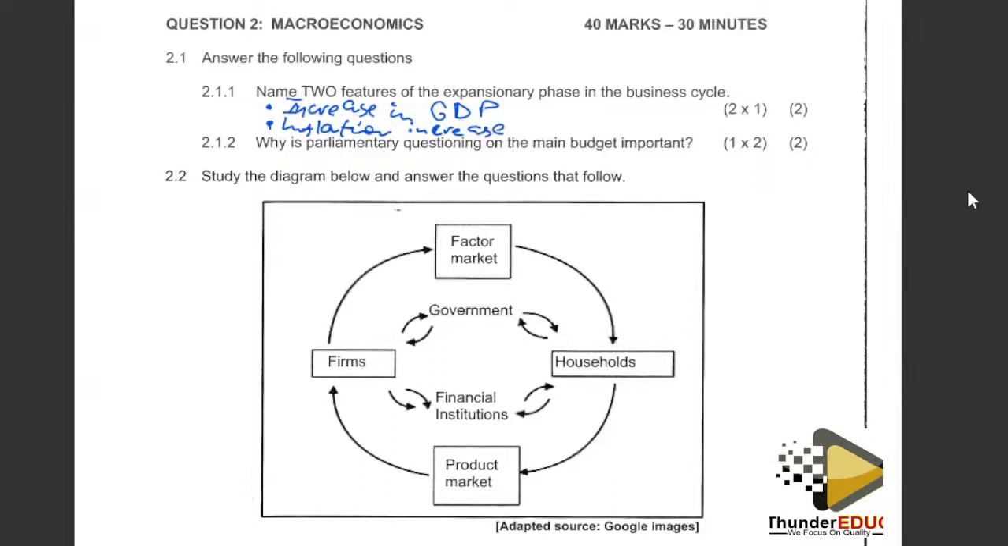The next question reads as follows: why is parliamentary questioning on the main budget important? It is so important because it helps improve government policies, legislation, and public services. We are saying that this is important because it helps to improve government policies, legislations.